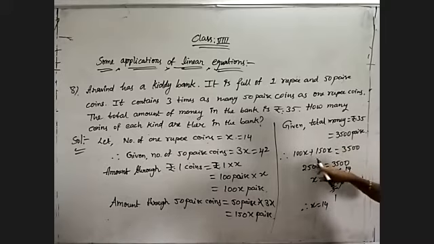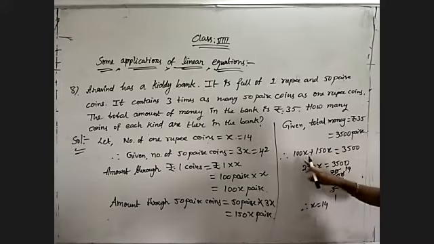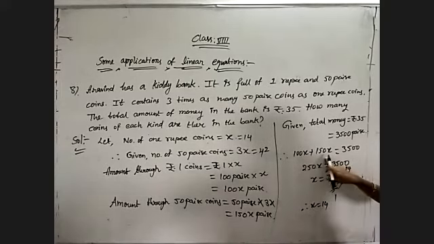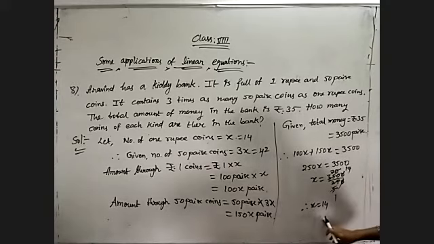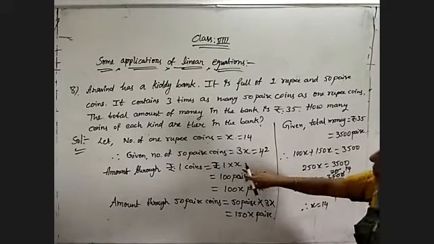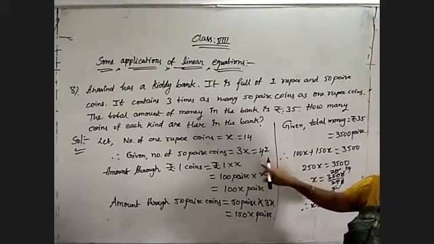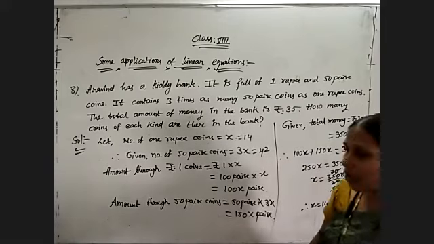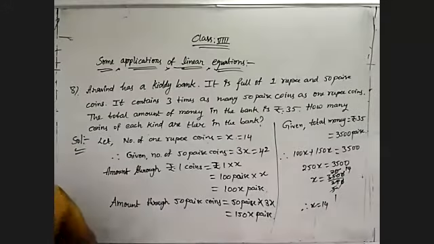So total amount is 100x plus 150x, through 1 rupee coins and through 50 paisa coins. 1 rupee coins is 100x, 50 paisa coins is 150x. Total amount is equal to 3500 paisa. So by simplifying that, the x value we got is 14. That means number of 1 rupee coins is equal to 14. Therefore number of 50 paisa coins is equal to 3x, 3 times 14. 14 3s are 42. Okay. Like that we need to simplify. Now coming to the next question.